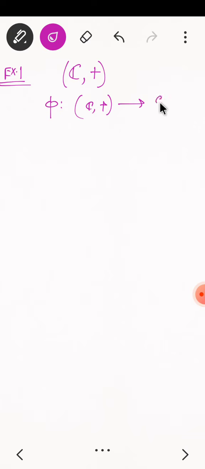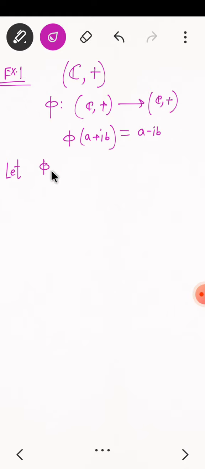So now we give some examples of automorphism. We consider the group C, comma, plus, where C denotes the set of all complex numbers and plus is complex addition. Define phi from C plus to C plus by phi of a plus ib, which maps to its conjugate a minus ib. Now we check that phi is an automorphism.